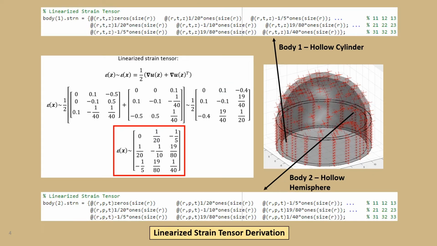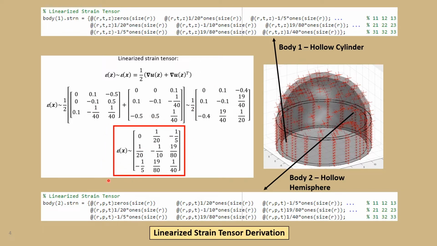Next, we're tasked with calculating the linearized strain tensor for our body. As you can see right here, I have defined the equation for obtaining this as 1/2 the gradient of our displacement field plus the gradient of our displacement field transpose, resulting in these two tensors. Adding them together and dividing by 2 results in this linearized strain tensor right here.